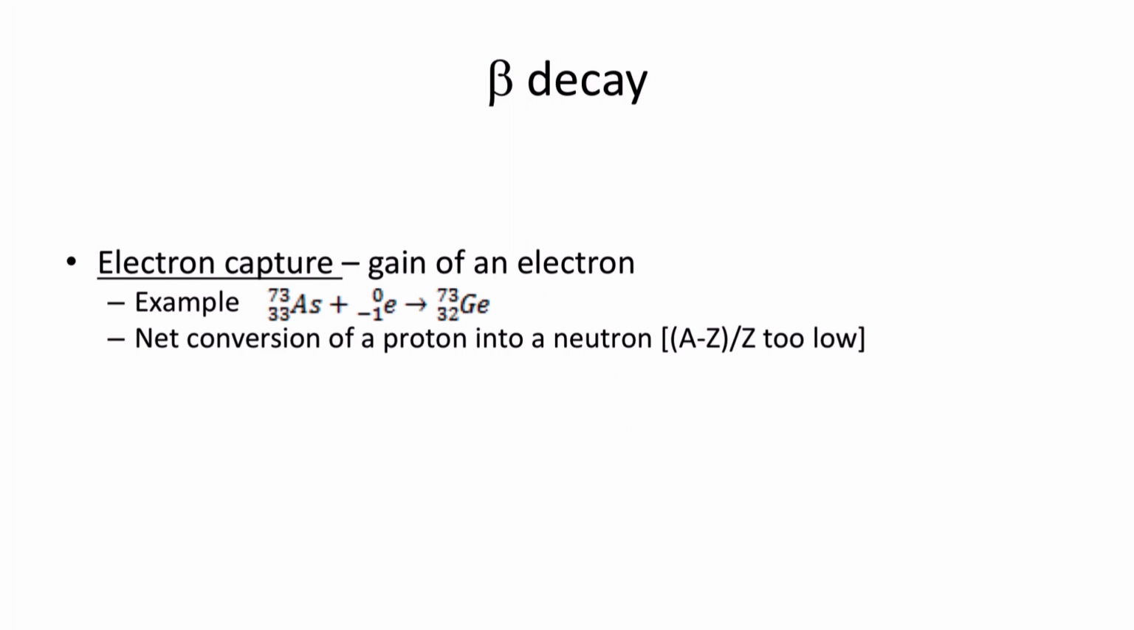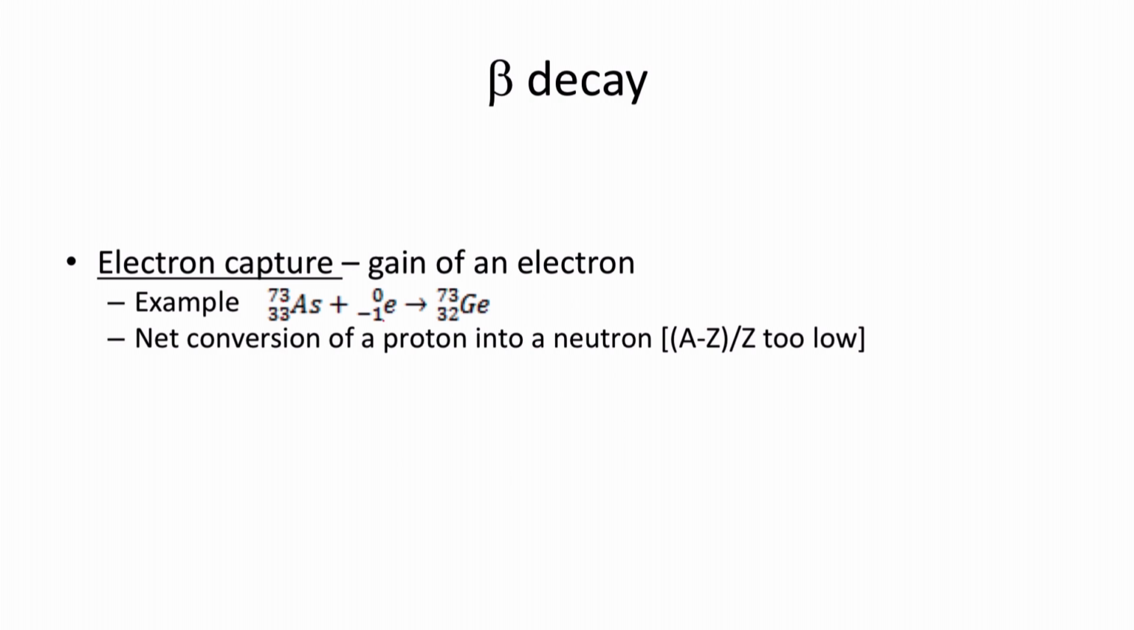You'll notice once again that the numbers are balanced, right? 33 and -1 gives me 32. 73 and 0 still gives me 73. Okay, here I'm kind of doing the opposite of what I did before. In beta minus decay, I was taking a neutron and smashing it apart into a proton and an electron. Here, I'm going to take a proton and add an electron to it to convert it into a neutron.